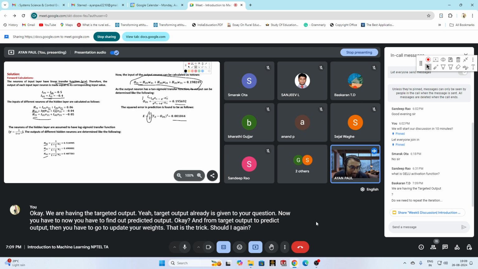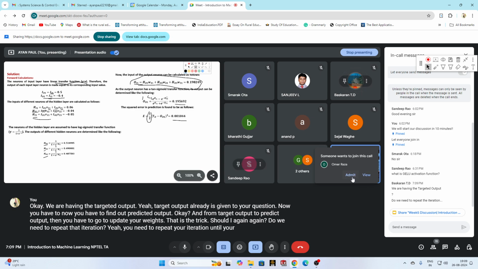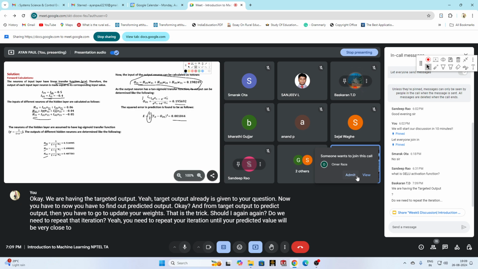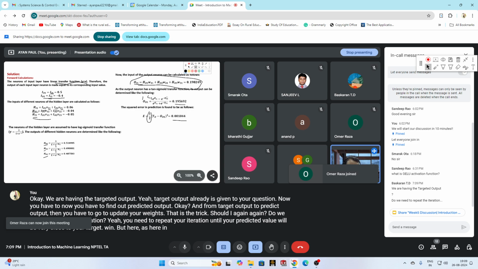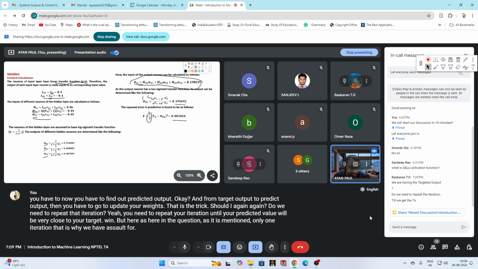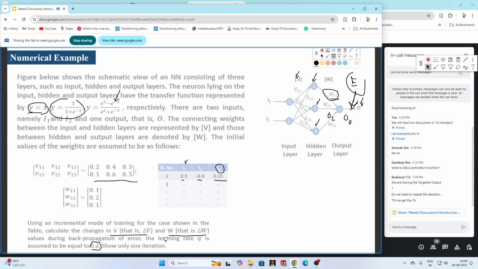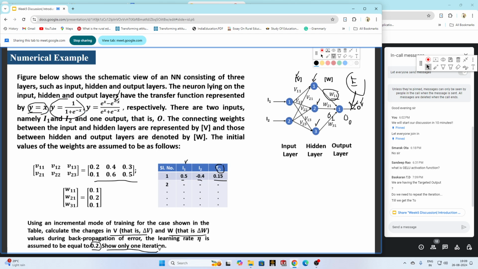Should I again tell? Do we need to repeat the iteration? Yes, you need to repeat your iteration until your predicted value is very close to your target value. But as it is mentioned in the question to show only one iteration, that is why we have solved for one iteration only.